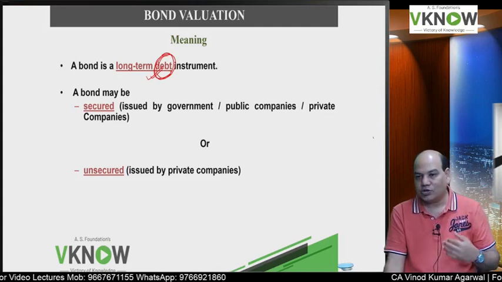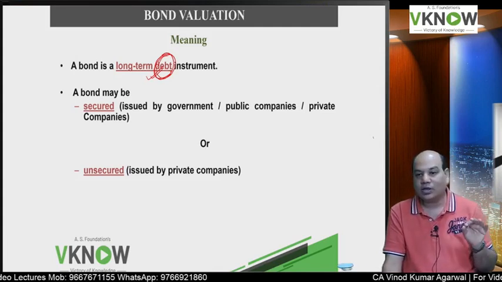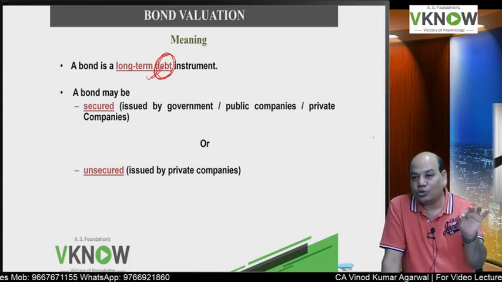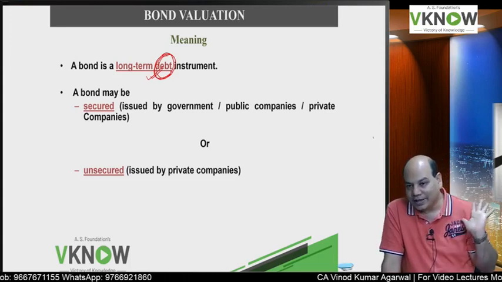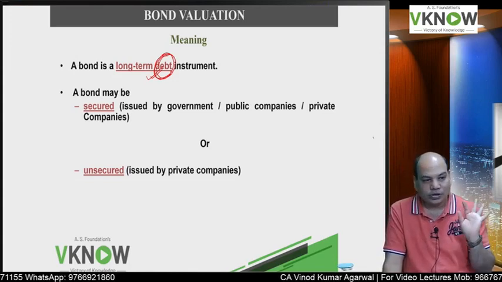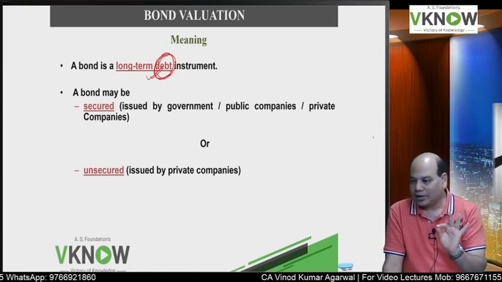That means the one who has issued the bond tells the holder of the bond that these are the cash flows I am going to pay you on these dates, and that is an obligation to pay. It cannot be avoided. Such instruments are called debt instruments.